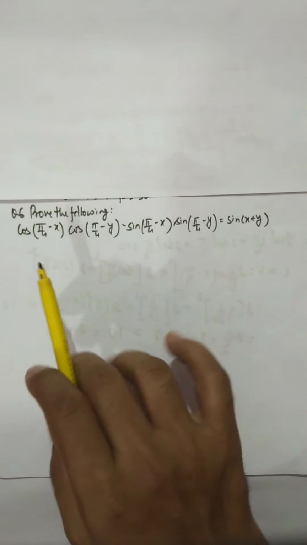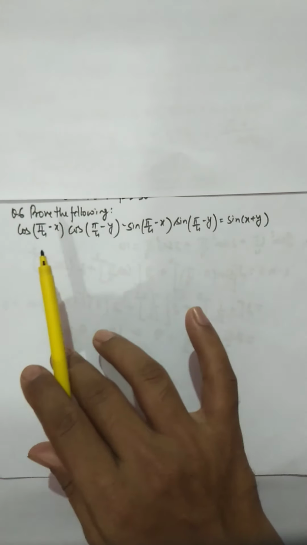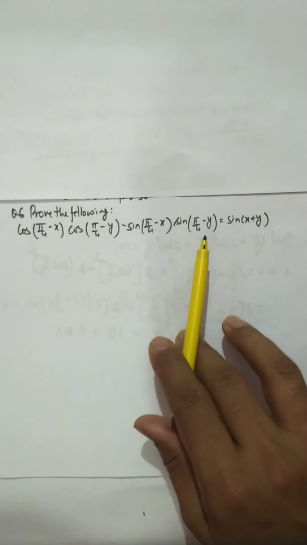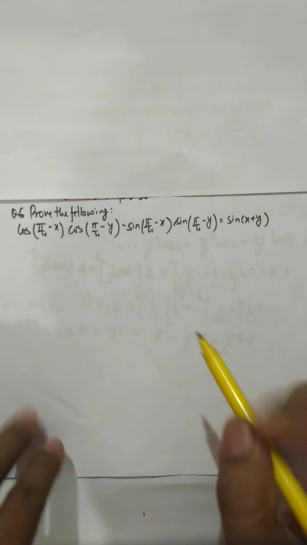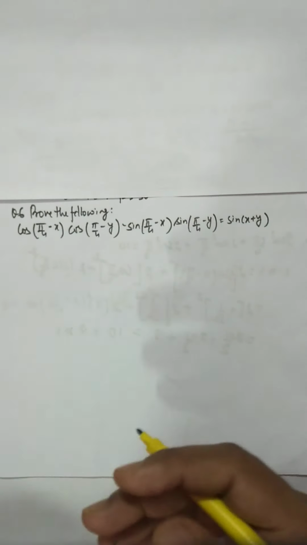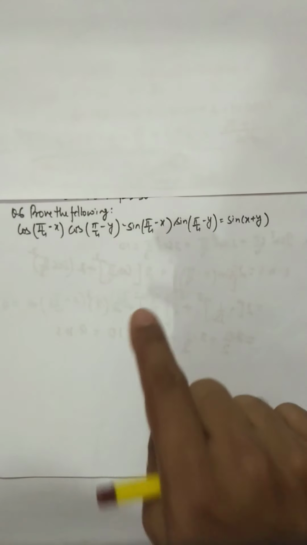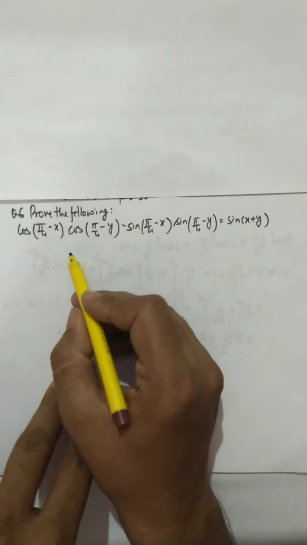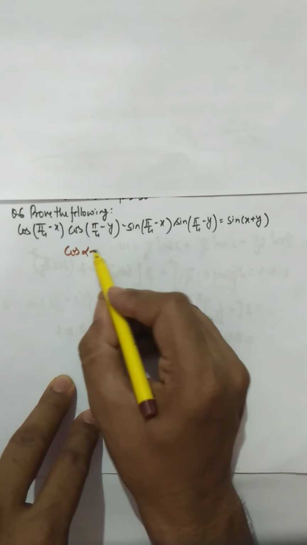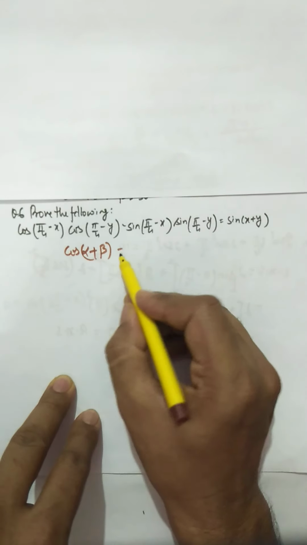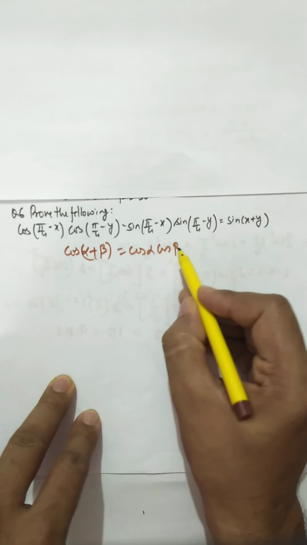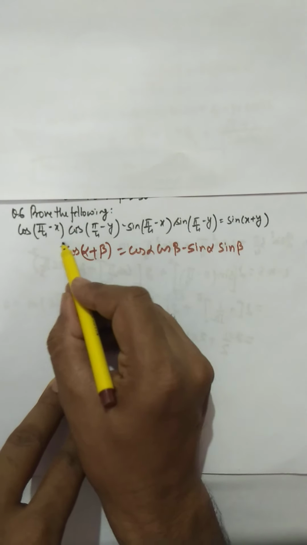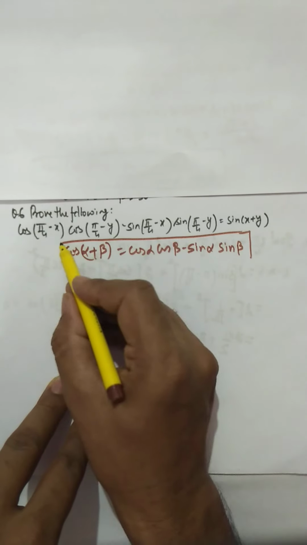Now you see this question that you have to prove: cos pi by 4 minus x, cos pi by 4 minus y, minus sin pi by 4 minus x, sin pi by 4 minus y, equals sin x plus y. So you have to think about all the formulas that you have done, and that formula will be looking similar to this. I'm just writing the formula first, that cos alpha plus beta is cos alpha cos beta minus sin alpha sin beta. So I'm putting that into the rectangular box.